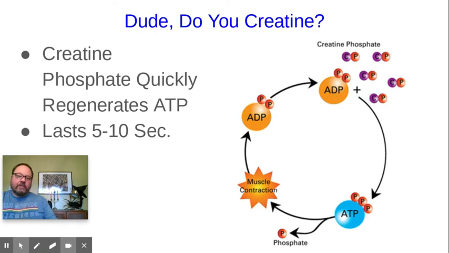So, what do you get out of it? If you're lifting weights, you might be able to get one more rep out of a set. Or you may be able to do a high intensity activity for just a few more seconds. But the idea is, you can phosphorylate ADP and keep muscles contracting through substrate level phosphorylation, where creatine phosphate just literally hands off its phosphate, and you can continue to power reactions.